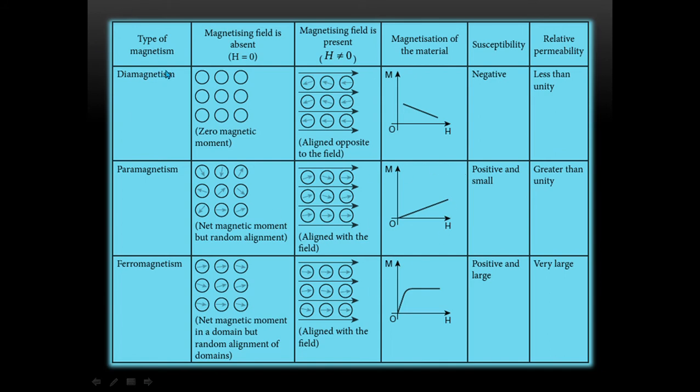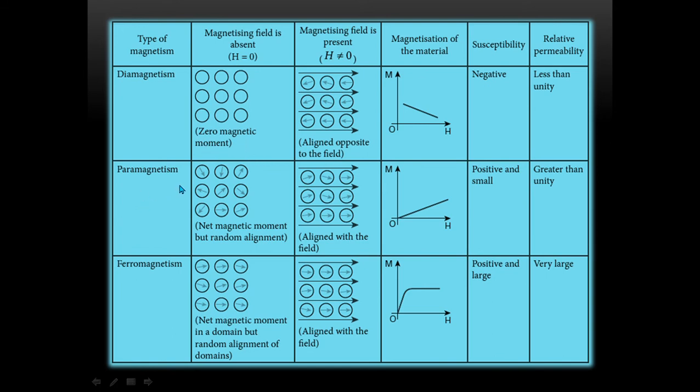Types of magnetism: magnetic field is absent, magnetic field is present, magnetization of the material, susceptibility and relative permeability. This is a very important tabulation to know the characteristics or properties of dia, para and ferromagnetic materials. So types of magnetism. Diamagnetism means the magnetizing field is absent, H is equal to 0. Zero magnetic moment. This symbol represents zero magnetic moment.